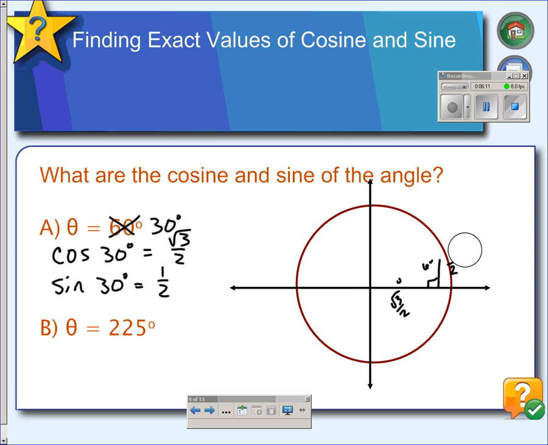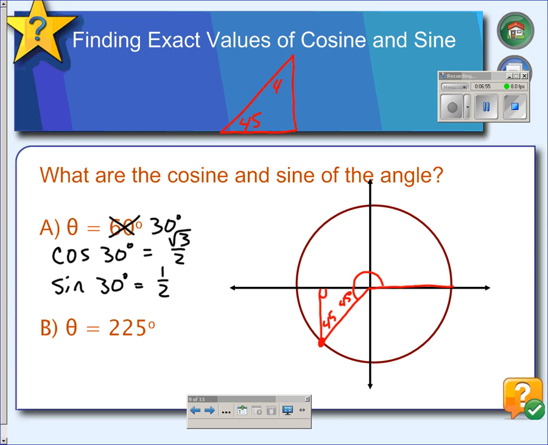For a 225-degree angle, we're going to start in standard position, and we'll go through 180 degrees plus another 45 degrees. So we're going to end right here. We want to know the sine of 225 and the cosine of 225. So knowing that this is a 45-degree angle is going to help us. So we're going to drop a perpendicular here. This is 45, so this is 45. In your special triangles, you had a 45-degree angle.